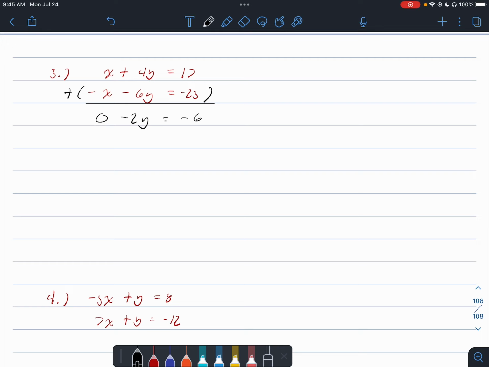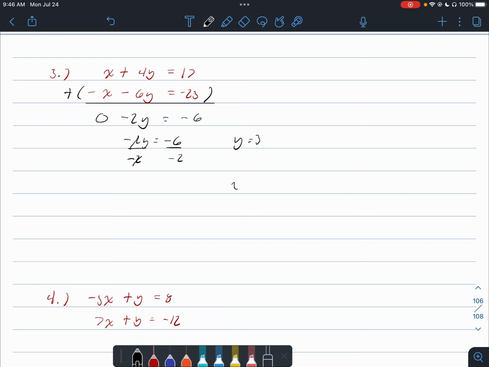And so here, since we now have negative 2y equals negative 6, we can divide both sides by negative 2, and we'll end up with y is equal to 3, since negative 6 divided by negative 2 is 3. Okay, and now since y equals 3, we can plug this y value into our favorite of our two equations up here. I guess my favorite would be the top one. So let's go ahead and do that.